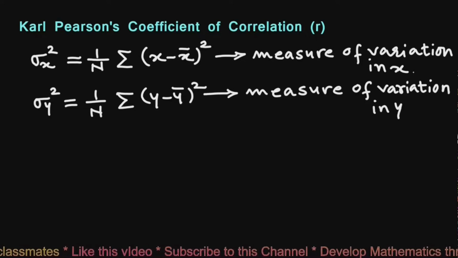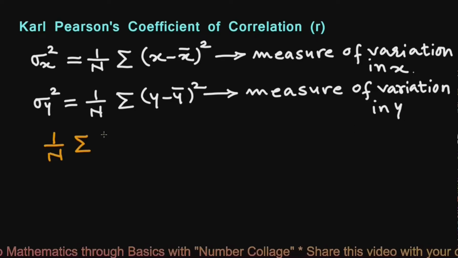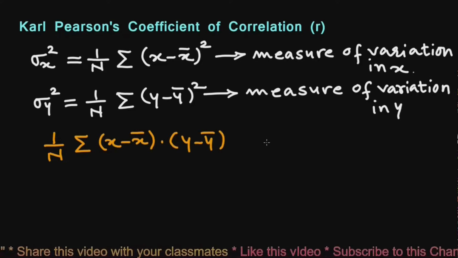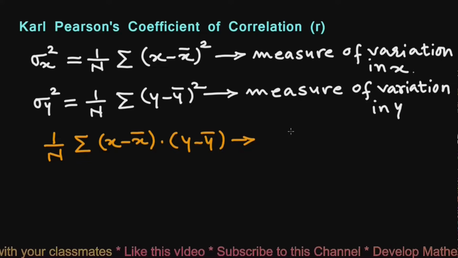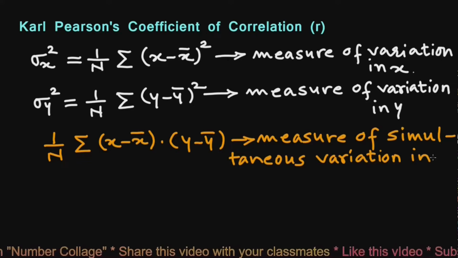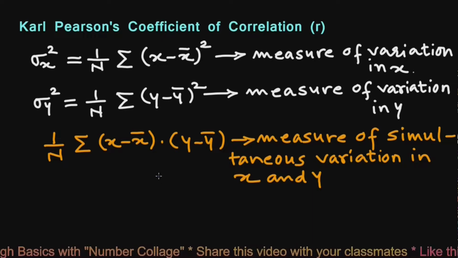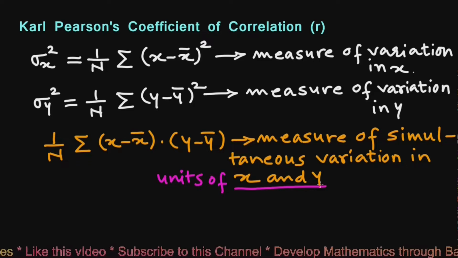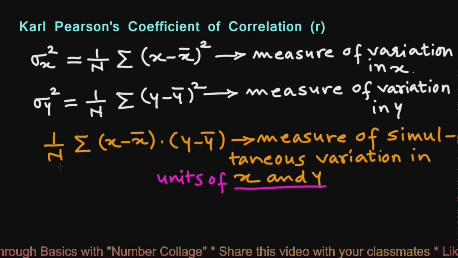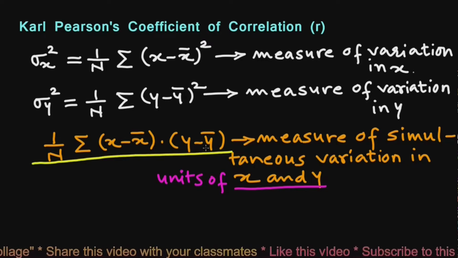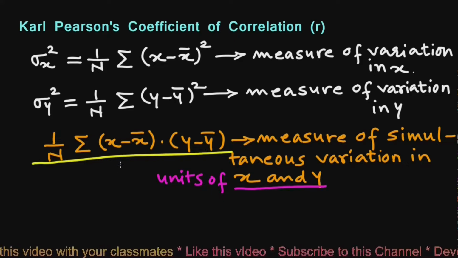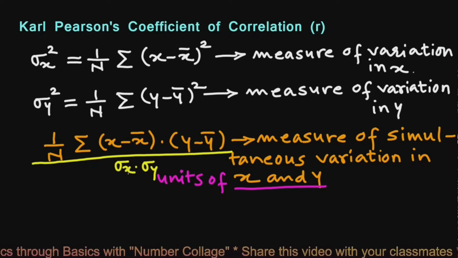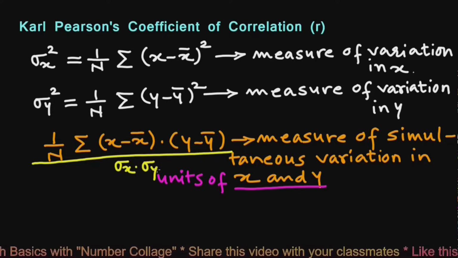Therefore, we can expect 1 upon n summation (x minus x bar) into (y minus y bar) to give the measure of simultaneous variation in x and y. But this depends upon the units of x and y. Now, to find a ratio which is independent of these units, we divide this by the quantities of the same order, sigma x and sigma y, that is, the standard deviation of x and the standard deviation of y.